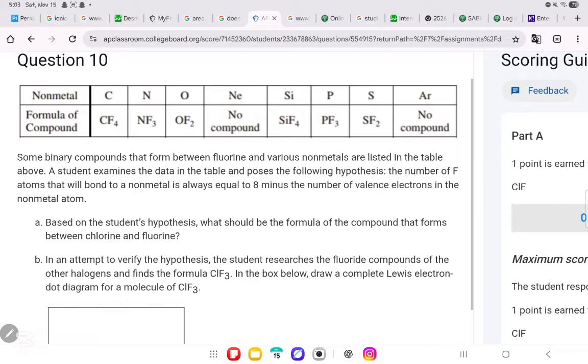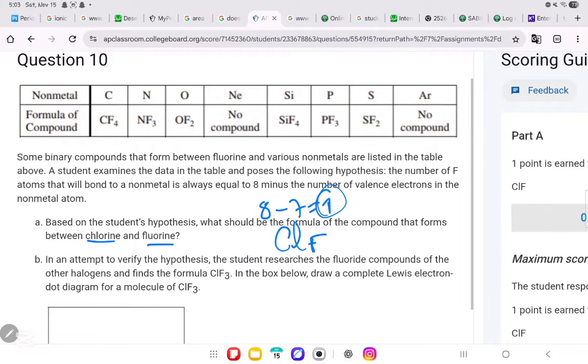So whatever compound you have, you take the group, the valence electrons or the group number, and then you do 8 minus the valence electrons, and you will get how much of this atom you have. So for example, chlorine and fluorine. Fluorine will be F. Chlorine is group 7, so 8 minus 7 is 1. That means I should have 1 chlorine. So based on his hypothesis, we should get ClF.